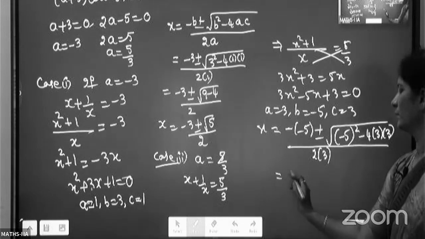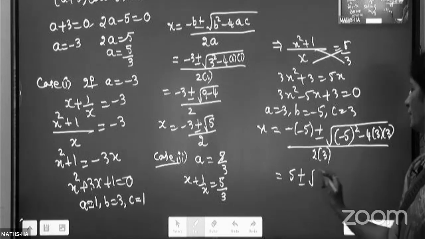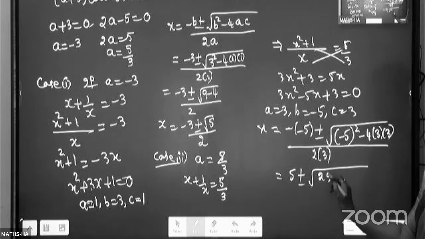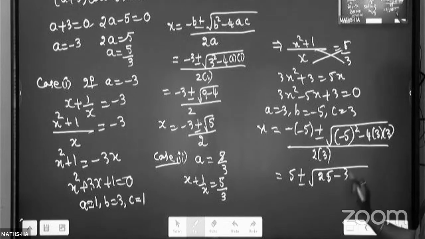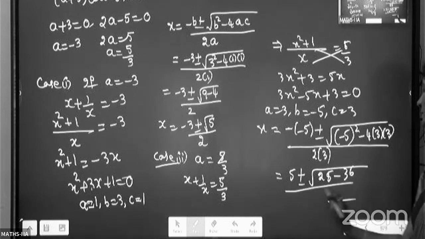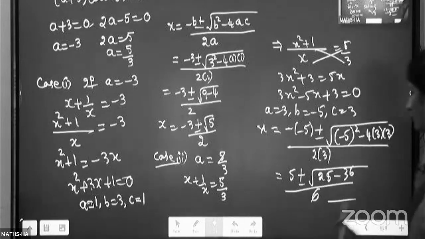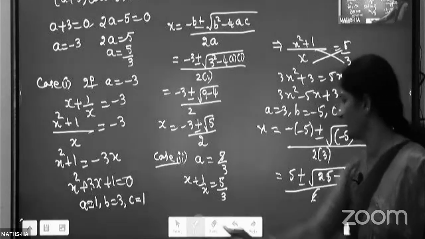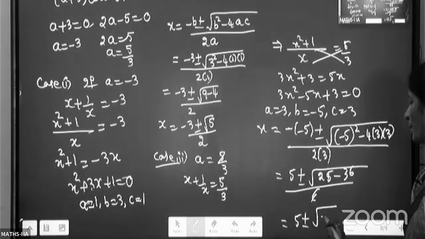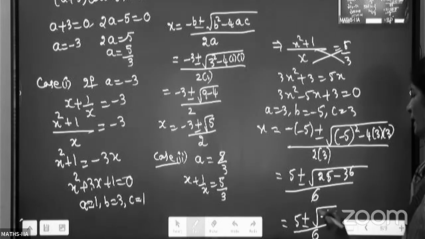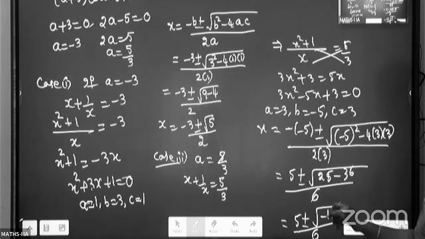So come on, 5 plus or minus under root of 5 square is 25 minus, here what are you getting? 4 3 is 12, 12 3 is 36, by 6. Here one interesting thing you have to observe: inside the root you are getting negative. So here 5 plus or minus under root of minus 11 divided by 6. Minus means inside the root it is negative, means it is imaginary, right?